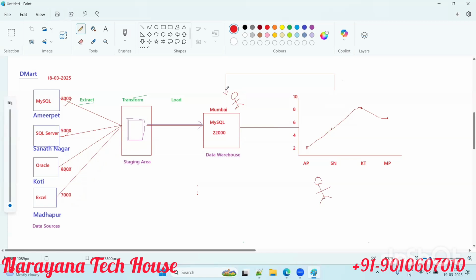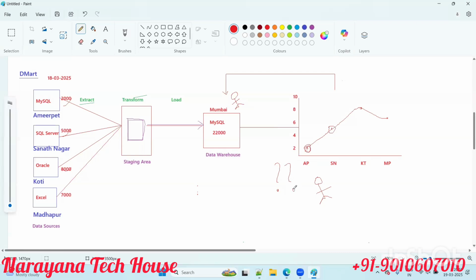Now the management checks the graph and understands that in Ameerpet, less sales are there. Why? What is the reason? That is the question, guys. Second, in Sanath Nagar also, less sales are going on. What is the reason for that also?